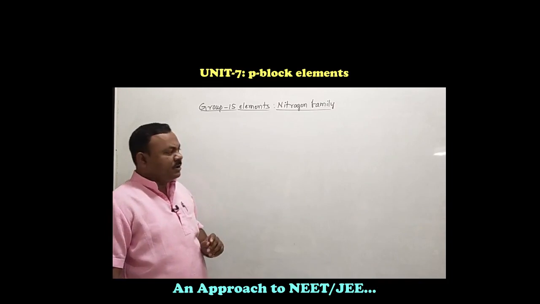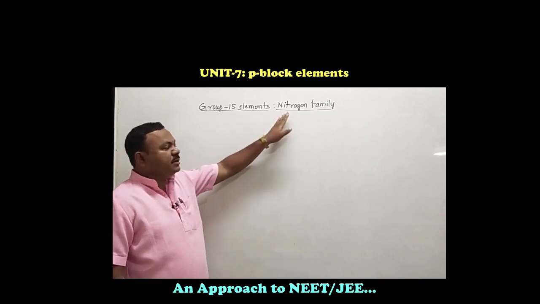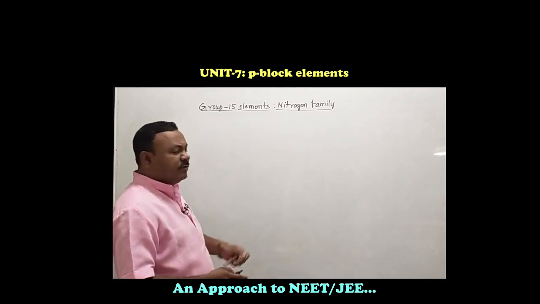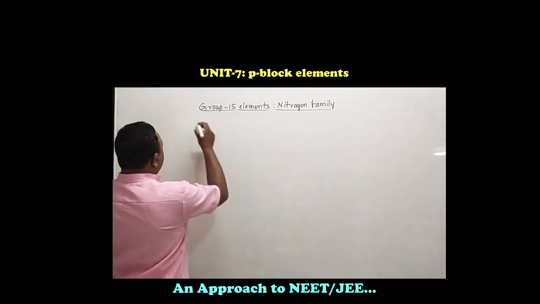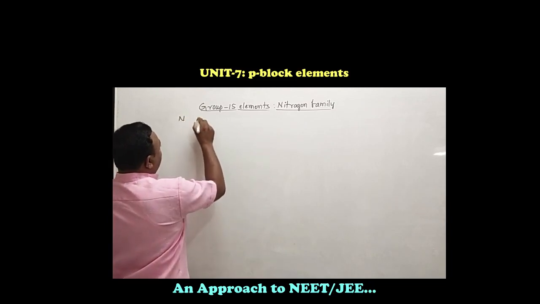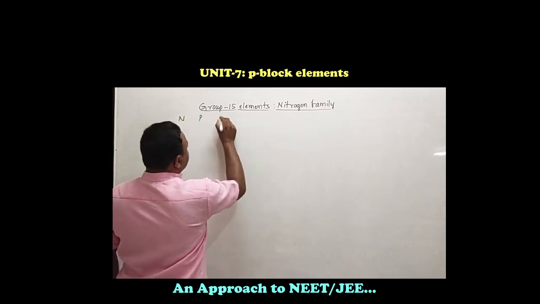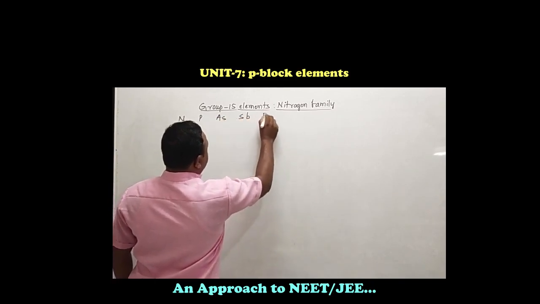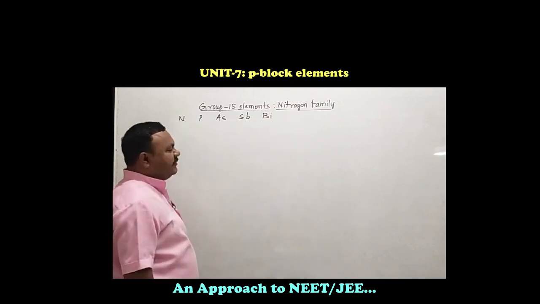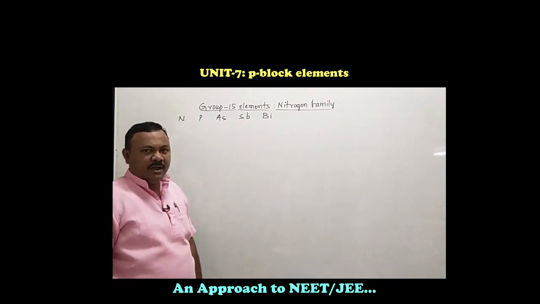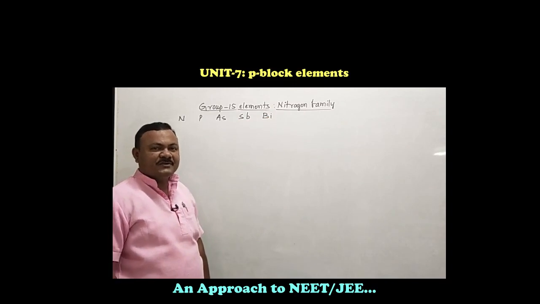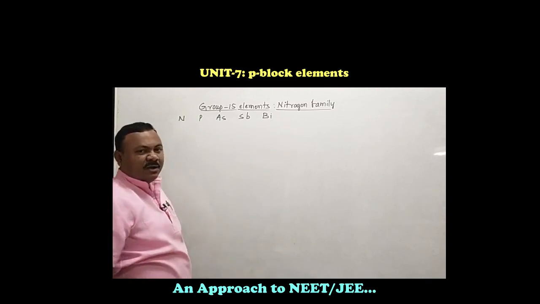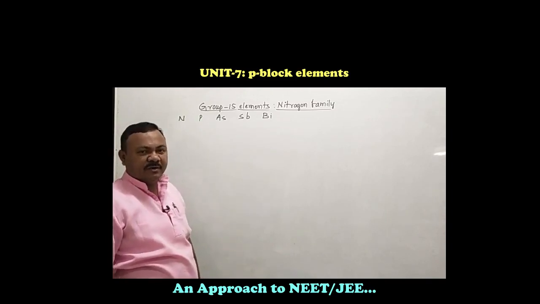competitive exams. Group 15 elements are generally known as the nitrogen family. It is because the first element of group 15 is nitrogen. Group 15 starts with nitrogen. After nitrogen we have phosphorus, then arsenic, antimony and bismuth. So these are the 5 elements present in group 15: nitrogen, phosphorus, arsenic, antimony and bismuth. Since the group starts with nitrogen, we call the family the nitrogen family.